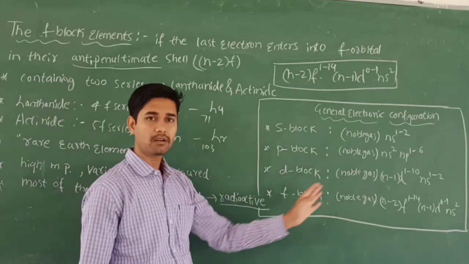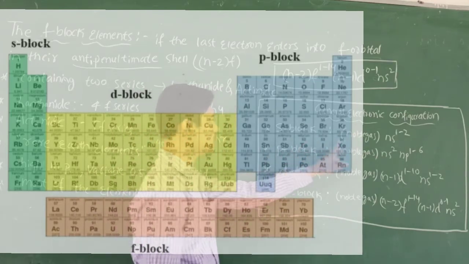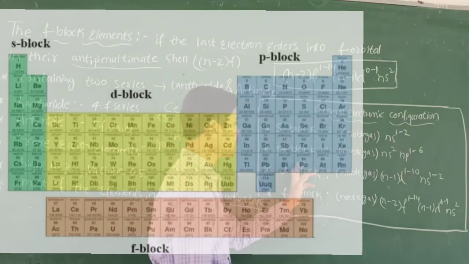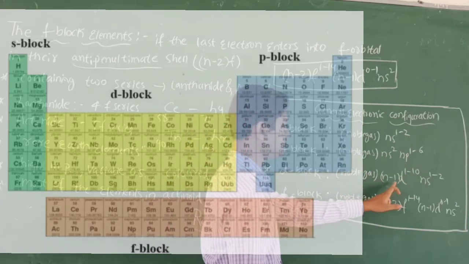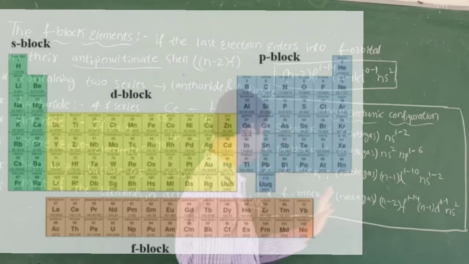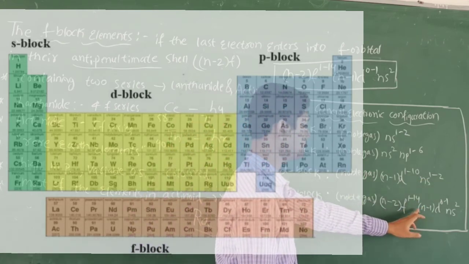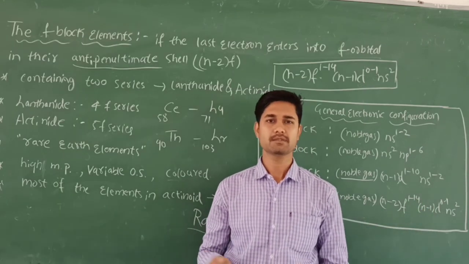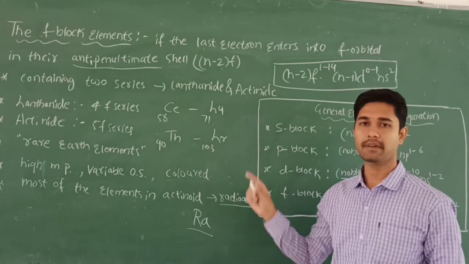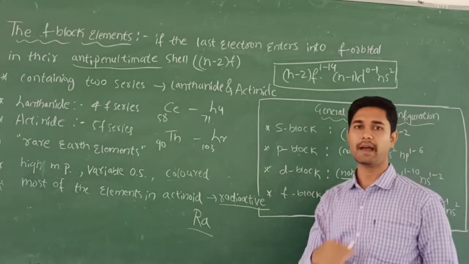And you can see the overall general electronic configuration of these blocks. S block: noble gas ns1-2. P block: noble gas ns2 np1-6. D block: noble gas (n-1)d1 to 10, ns1 to 2. And F block: noble gas (n-2)f 1 to 14, (n-1)d 0 to 1, ns2. This year, that is PUC, only the s block elements will come here. The remaining p block, d block and f block will come in higher studies.